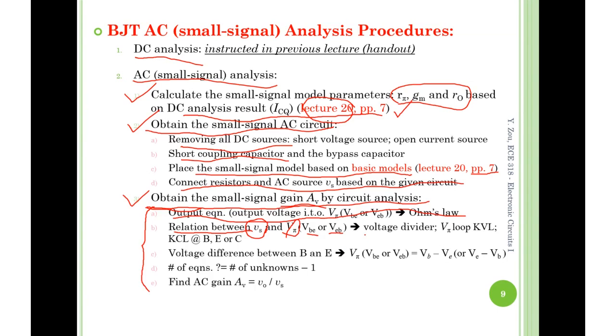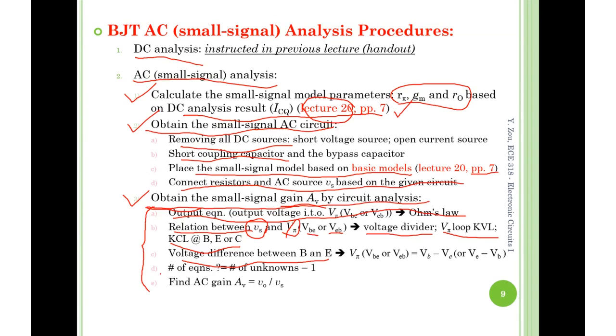You might also consider using voltage divider, or the V pi loop KVL, or even KCL at 3 different terminals. Also be aware that the voltage between the base and the emitter is the V pi. VB minus VE equals VBE, which is nothing but V pi. Be careful, it might be useful.